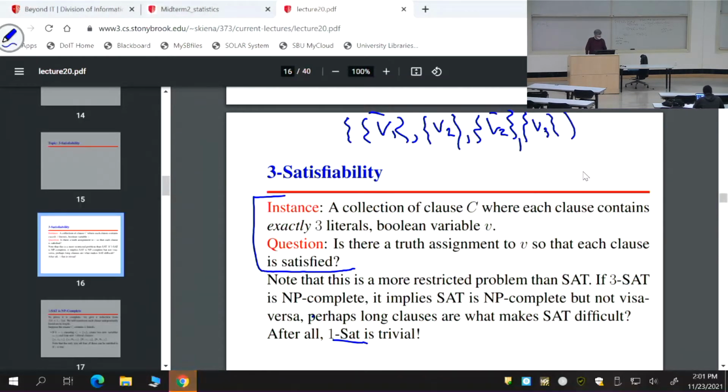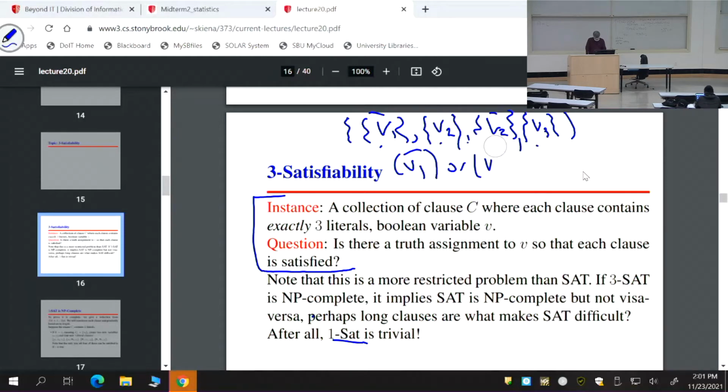Do people see what I've got now? I've got clauses made where each clause has only one literal in it. Right? One Boolean variable that's either negated or not. This would be written as what? This would be written as not V1 or V2.